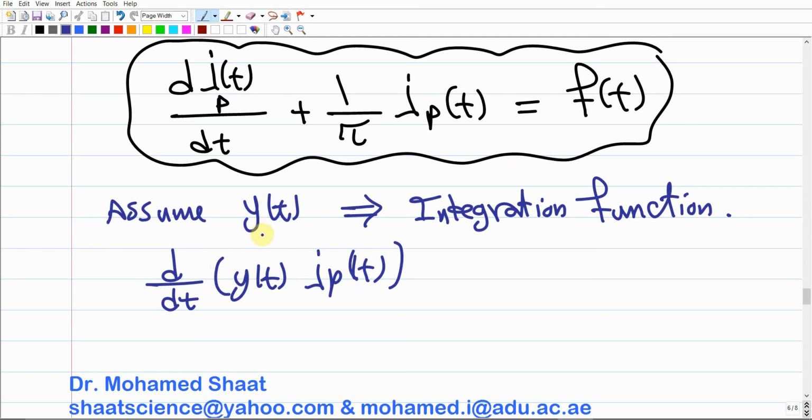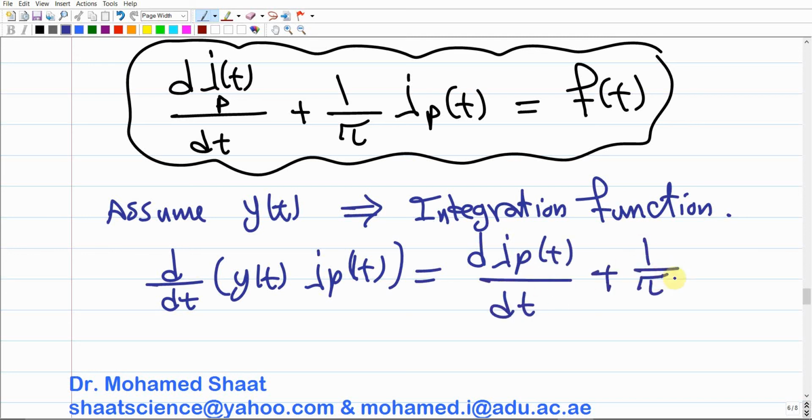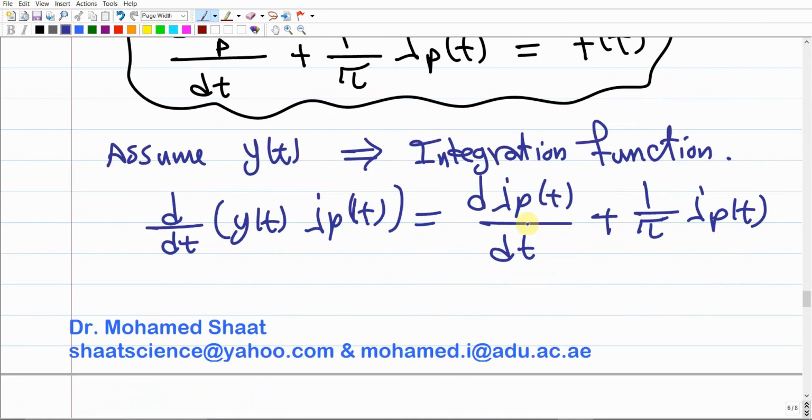It could be any function. But the condition is that this function should be assumed under this condition: the left-hand side of this equation, which is dI particular of t divided by dt plus 1 over tau I particular of t, should equal the time derivative of y times I particular. This is the method or the approach that we're going to use for solving, and this is the same thing that you should have seen before in the mathematics class. Okay, we are assuming this one.